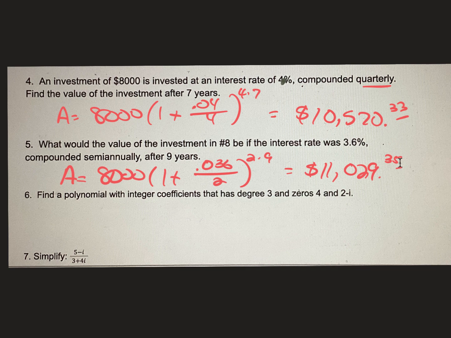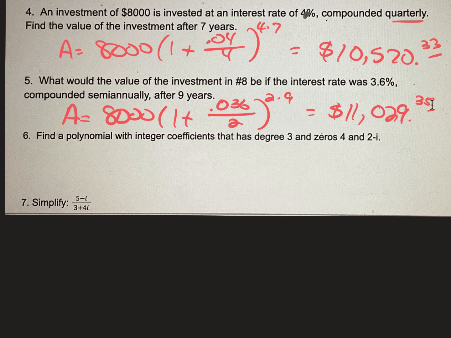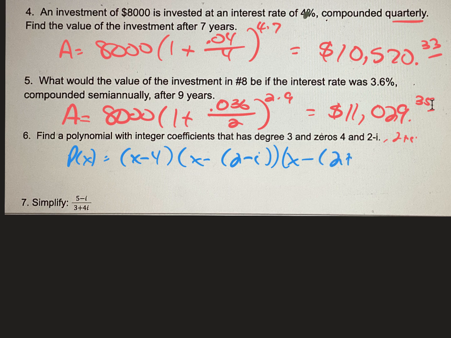So here we go. Number 6. Find a polynomial of degree 3 that has zeros 4 and 2 plus i. Now if it has 2 plus i, don't forget, that also means it has 2 minus i. So don't forget that. So when I set it up, I'm going with the x minus 4. I forgot the p of x. P of x equals x minus 4, x minus 2 minus i, and x minus 2 plus i.